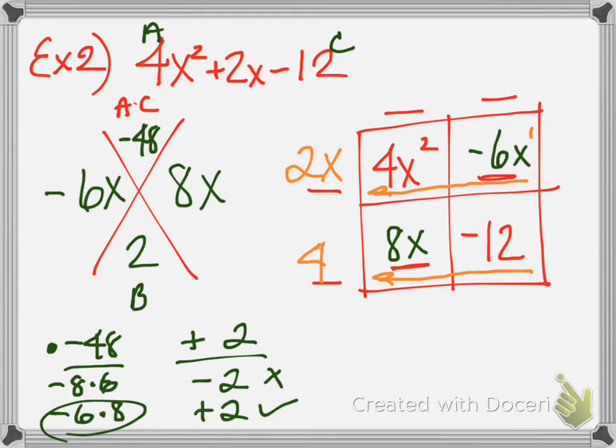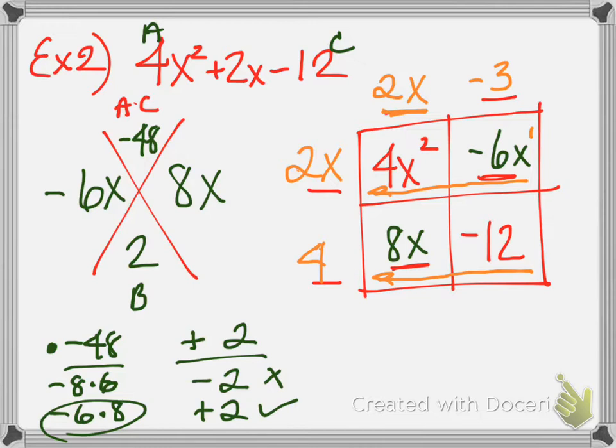So let's do the top. How would I make 4x squared? Well, 2 times what would give me 4? That's a 2. x times what is x squared? That's an x. 2 times what would give me negative 6? That is a negative 3. And x times 1 would give me x, so I don't need to put that in.